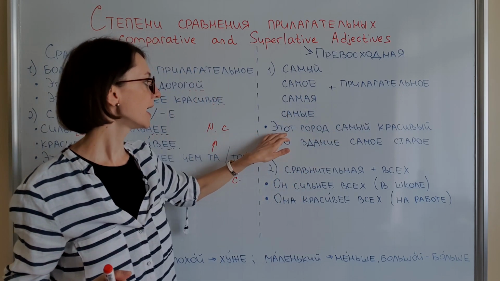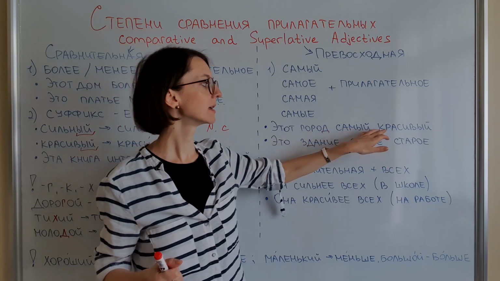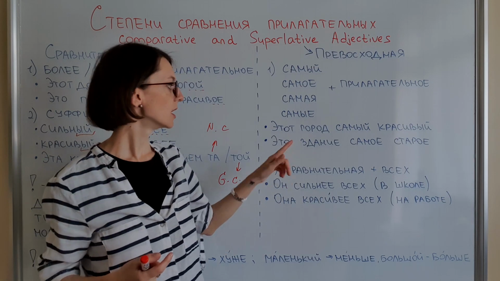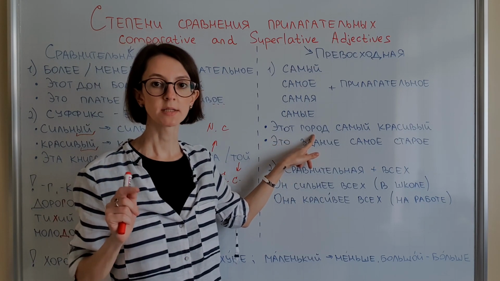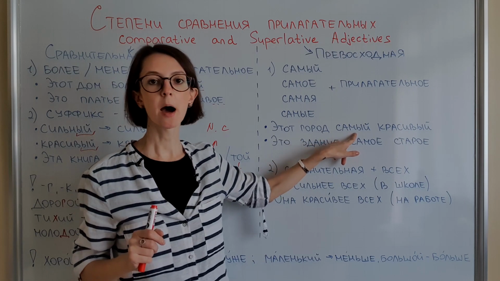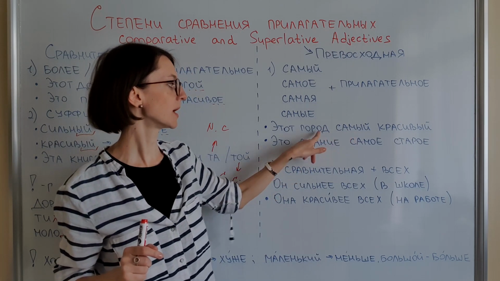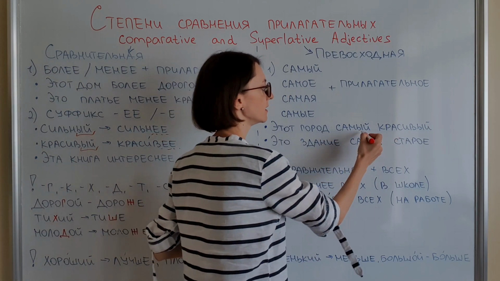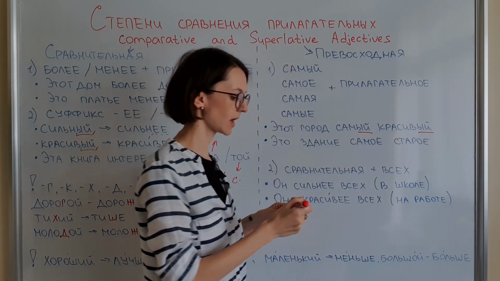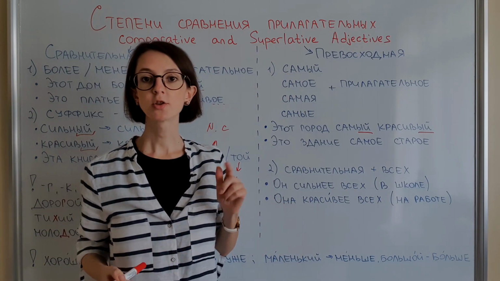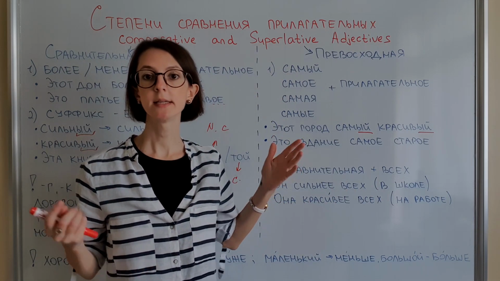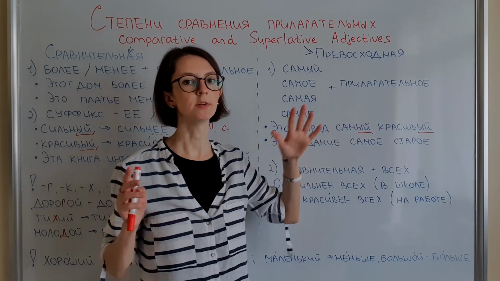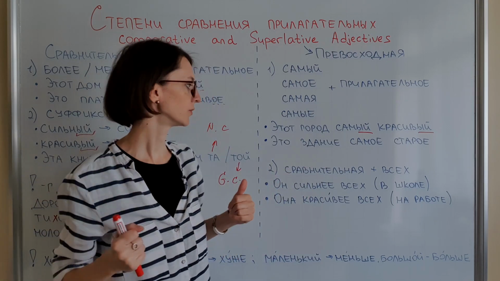For example, этот город самый красивый. This city is the most beautiful. So этот город, masculine, then самый, this is the form for masculine noun, самый красивый. You can see over here and over here I use the endings for masculine form, because as I said, город, city, is он, masculine. Этот город самый красивый. The city is the most beautiful.